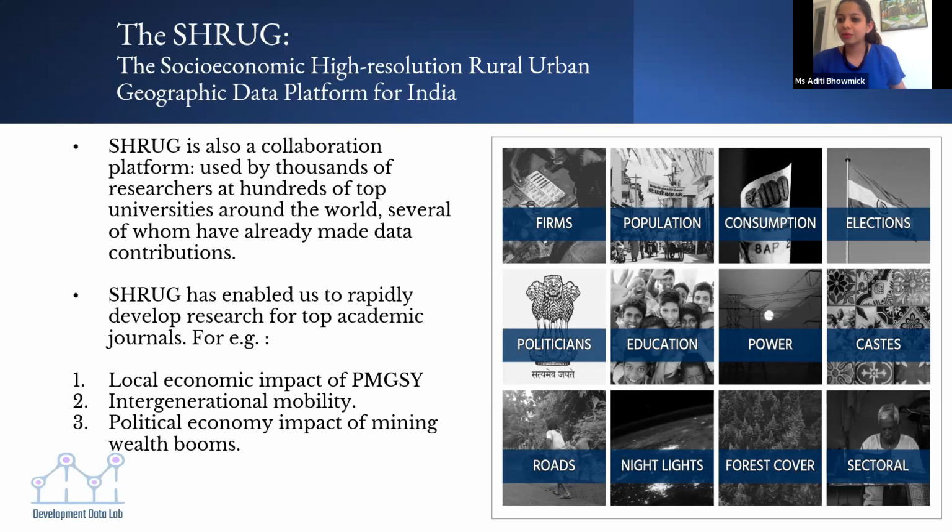There's also recent work that has come out on the political economy impact of mining booms. Do mining wealth booms lead to more criminal activity of elected politicians? So lots of interesting research also coming out of it.